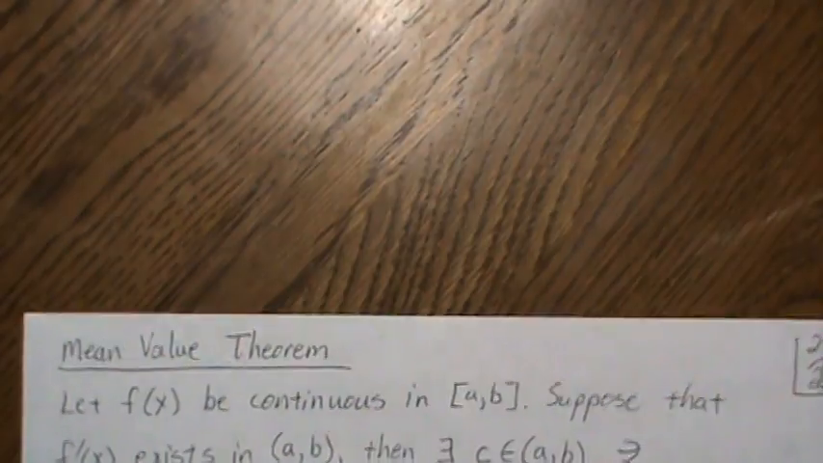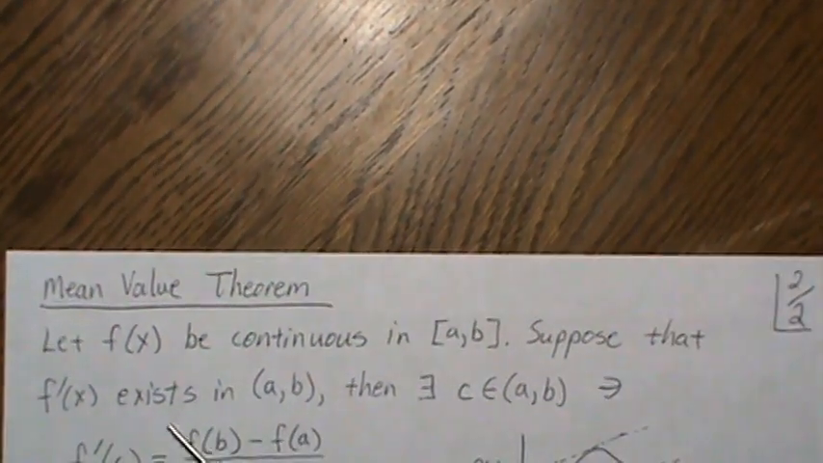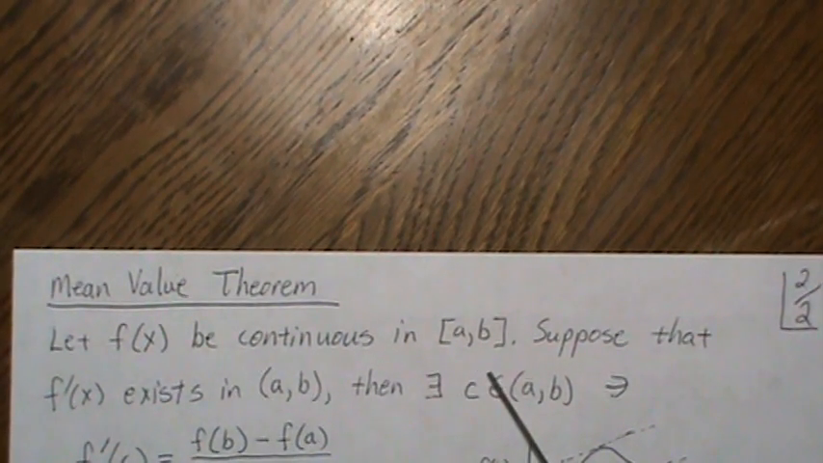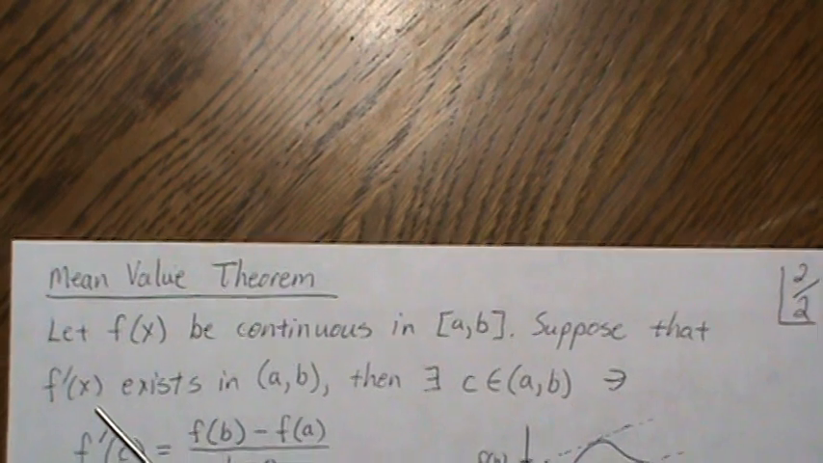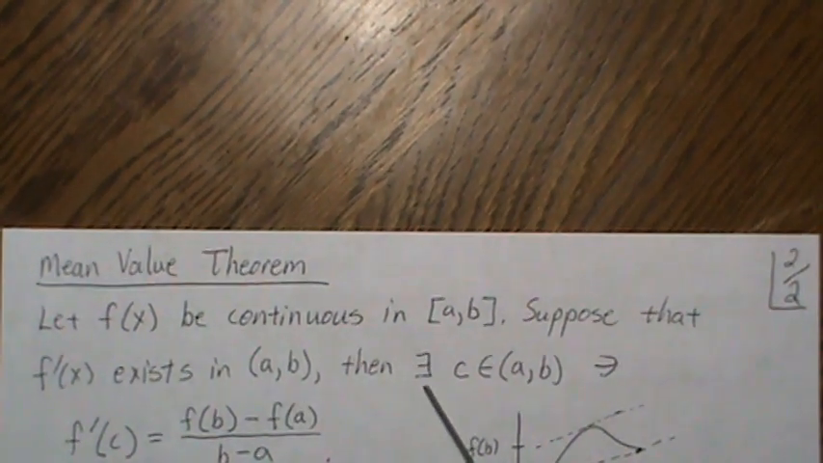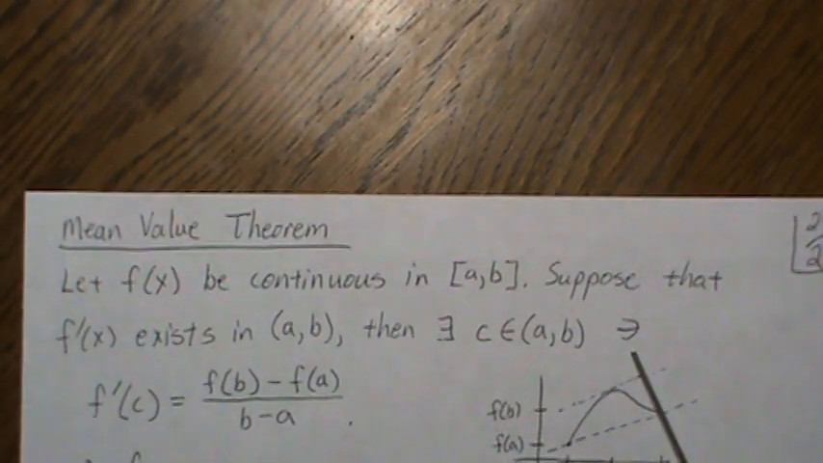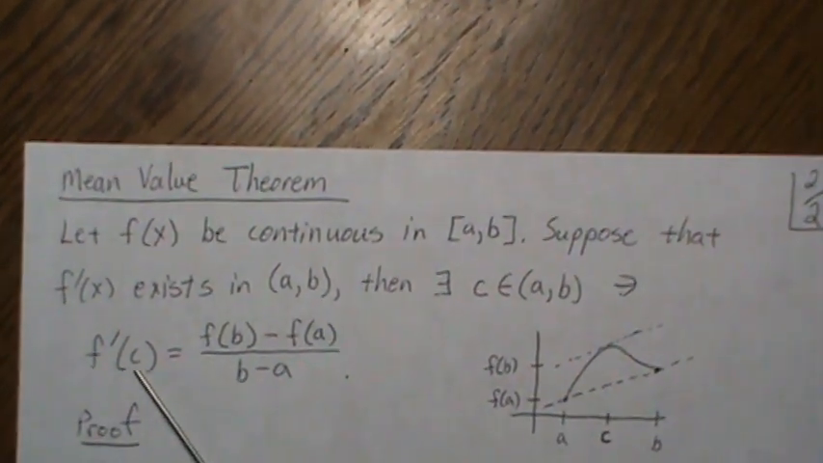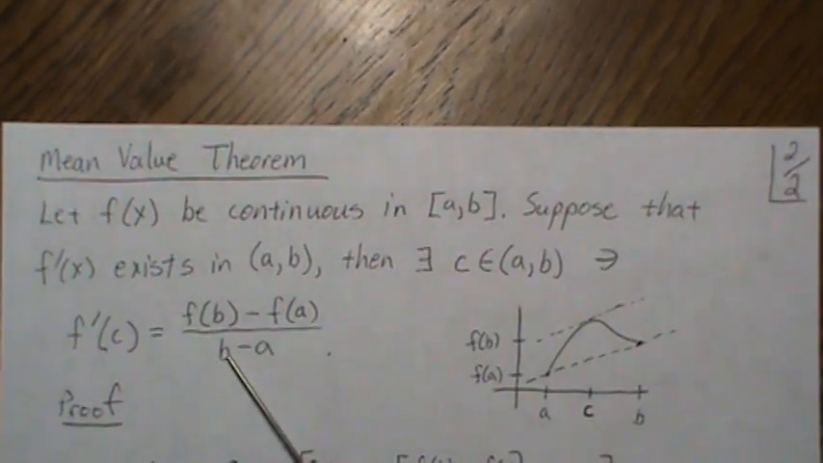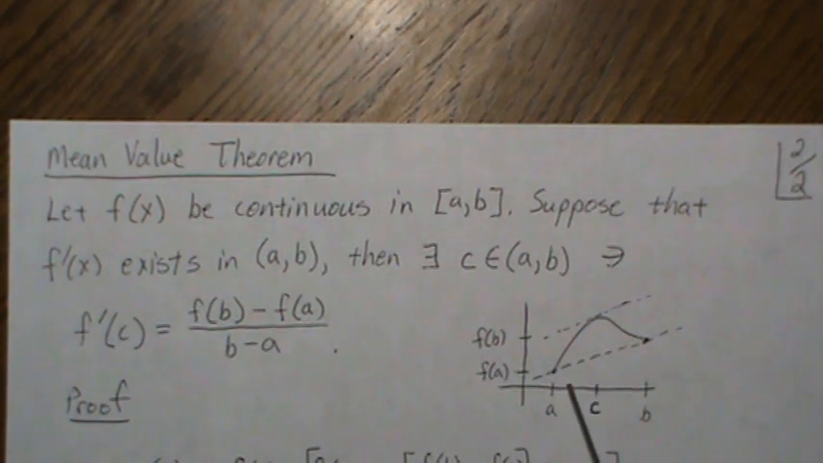Now the mean value theorem is this. Let f of x be continuous in the closed interval a to b. Suppose that the derivative exists in the open interval a to b. Then there exists a point c in the interval a to b such that the first derivative at c equals this ratio. And if I were to try to draw a picture of that, this would be my attempt.